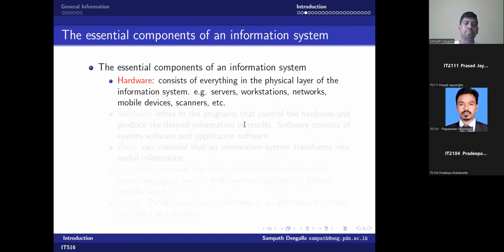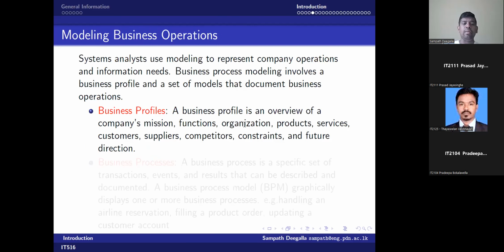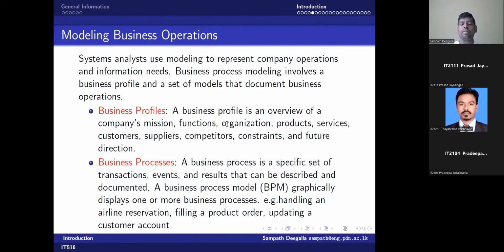And then again, we were discussing when you, before you start looking at the information systems, as a system analyst you should have a good understanding about the organization. First of all, a good understanding about the business profile. That means the mission and vision. For example, we discussed Peradeniya's mission and vision. And then there are business processes involved, right?